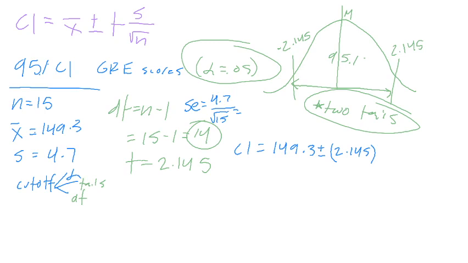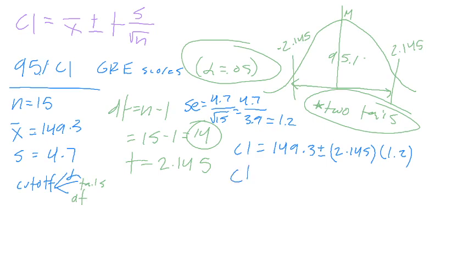This is what I like to do. You don't have to do this. But then we get something like 4.7 over 3.9, and we get a standard error equal to 1.2. Then we're multiplying by 1.2 here. All right, so remember our order of operations. The first thing we want to do is get rid of our parentheses.